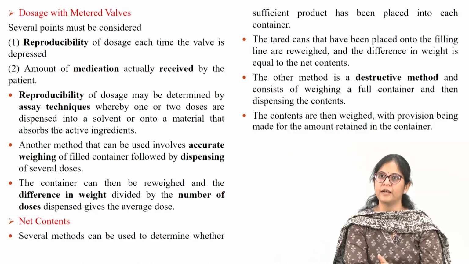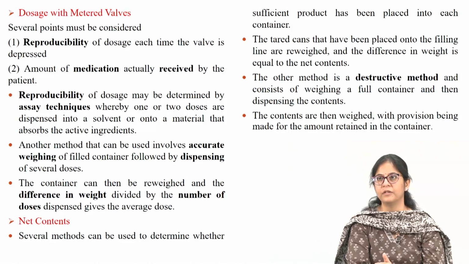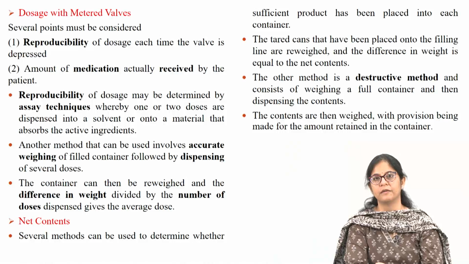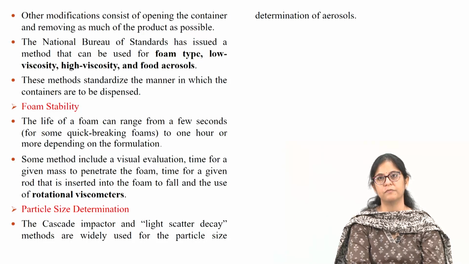The tared cans that have been filled on the filling line are reweighed, and the difference in weight is equal to the net contents. The other method is a destructive method and consists of weighing a full container and then dispensing the contents. The contents are then weighed, with provision being made for the amount retained in the container. Other modifications consist of opening the container and removing as much of the product as possible.